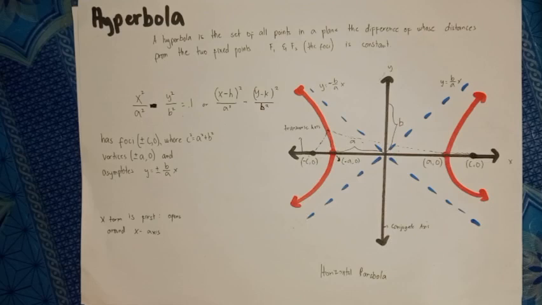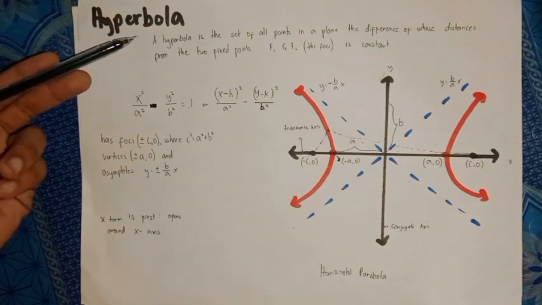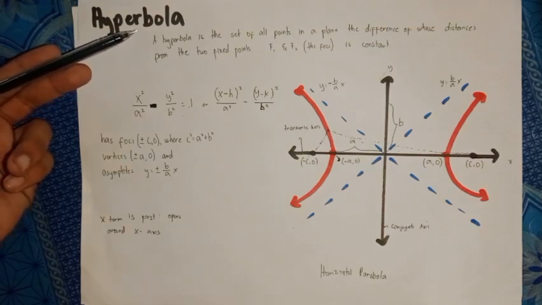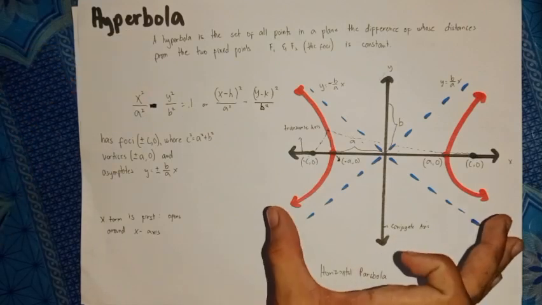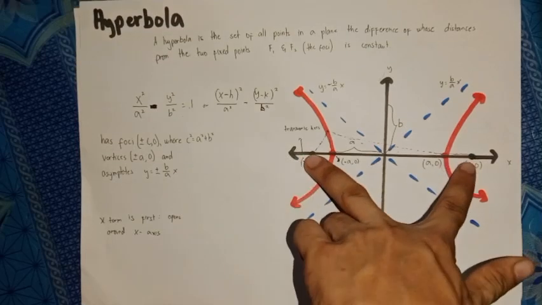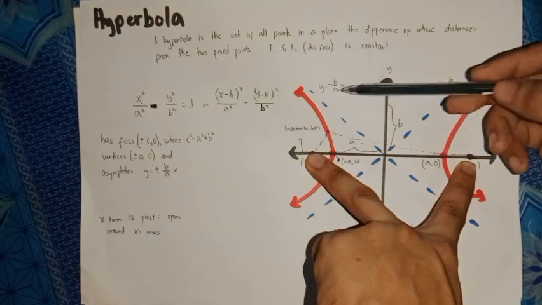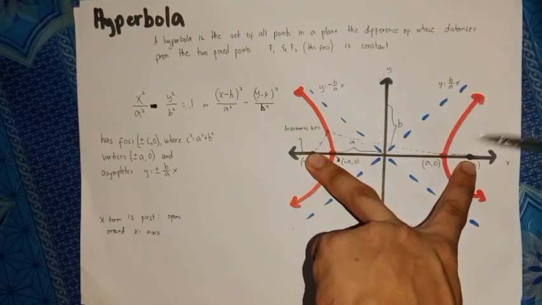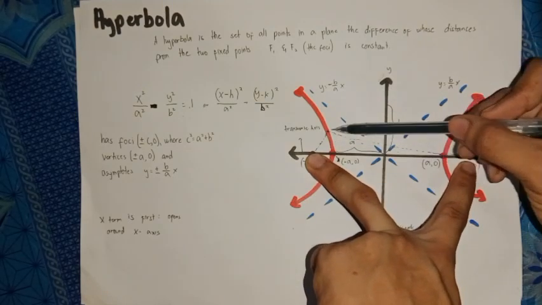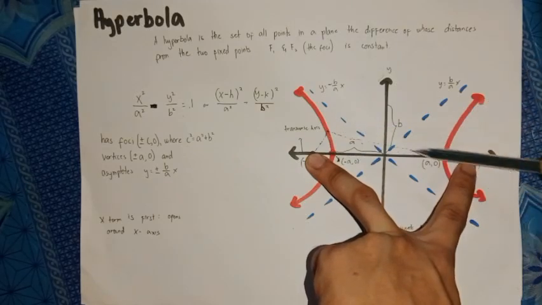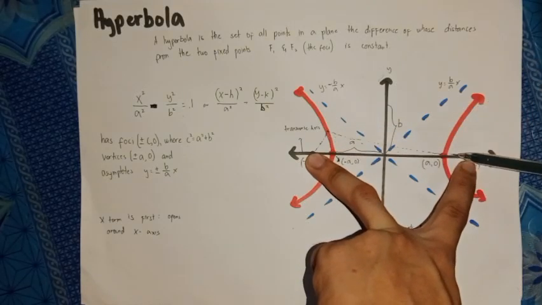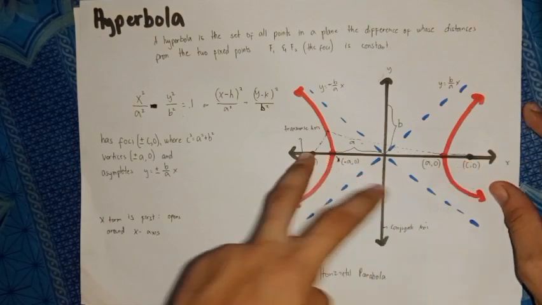Now let's proceed to the fourth conic section, which is what we call the hyperbola. A hyperbola is the set of all points in a plane, the difference of whose distances from two fixed points is constant. Now let's look at this figure. We have two foci, or two fixed points, and every point on the curve has distances to the foci that give a constant difference. That is the definition of a hyperbola.